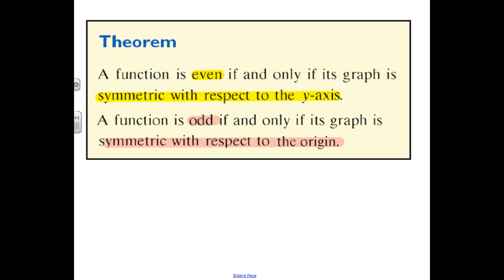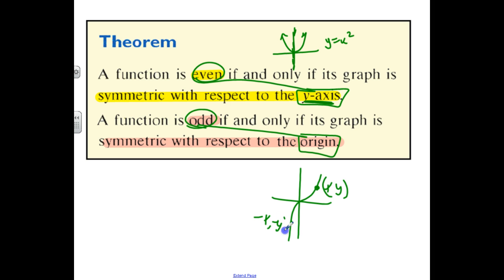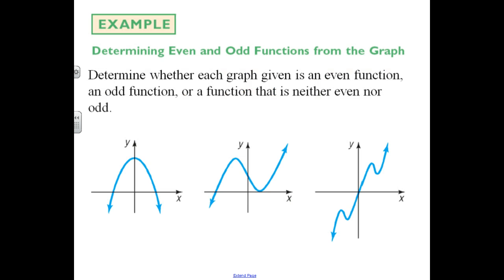So again, even functions have symmetry with respect to the y-axis, and y equals x squared is probably the most common function, but you can see I can flip that over. Be careful, odd functions do not have symmetry about the x-axis. Odd functions have symmetry about the origin. And again, what that means is all of your x's and y's go to negative x and negative y. It flips over the x and the y. That's what symmetry about the origin means.